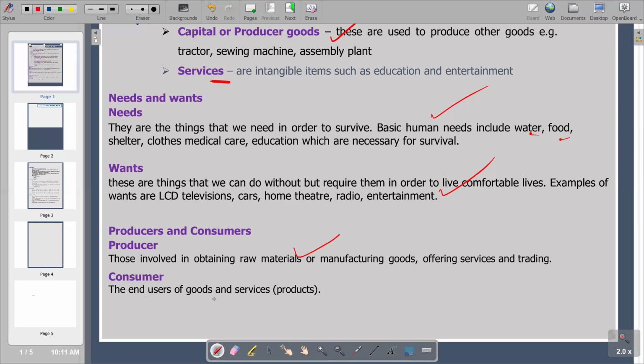Then we've got the consumer, the end user of goods and services. The consumer is the one who buys the finished goods that have been manufactured by the producer and then uses those goods. The basic concept of a consumer is the use of the product. That's the last term that we have according to this video.